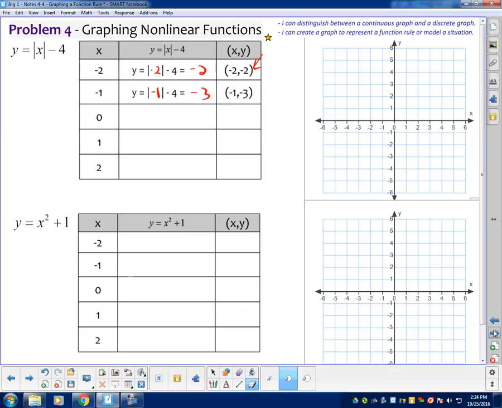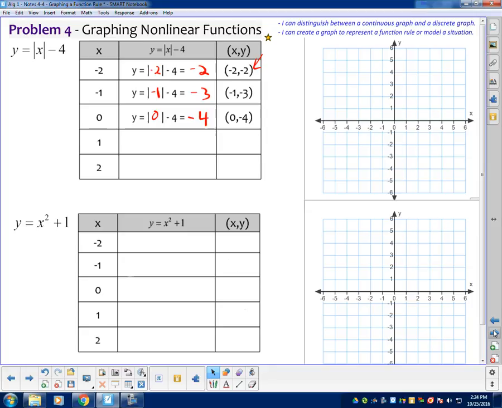And then the next one, plug in 0. That's pretty easy to do, right? Absolute value of 0 is still 0. 0 minus 4 is -4. You're going too fast. I know. Once I have the whole table filled out, it's -3. Do you understand what's going on in here? I do not. And that's a problem.